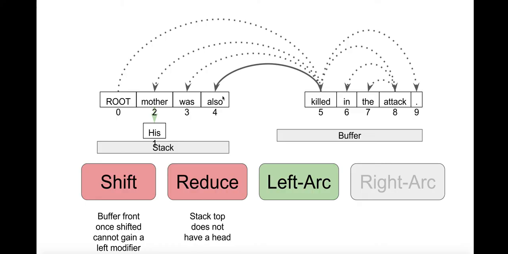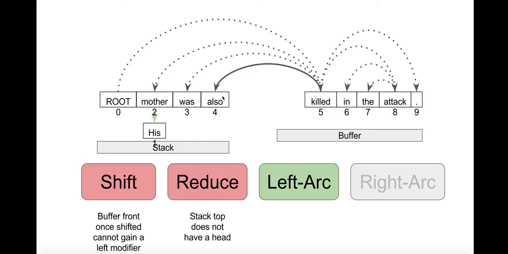So we cannot take a right arc, the stack top does not have a head, and the buffer front once shifted cannot gain a left modifier. We have explained all of these reasons previously. So the general idea that emerges from this is that if you have a dependency spanning the top of the stack and front of the buffer, it is imperative to create that arc in the current configuration.